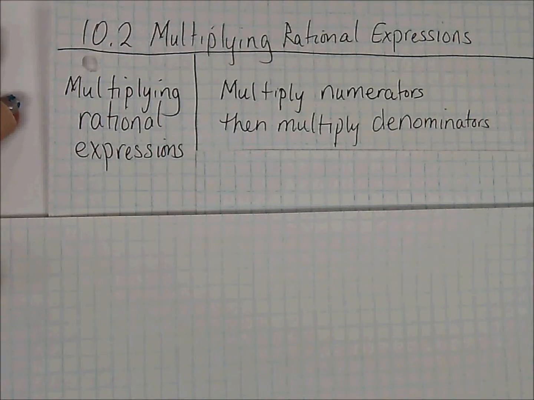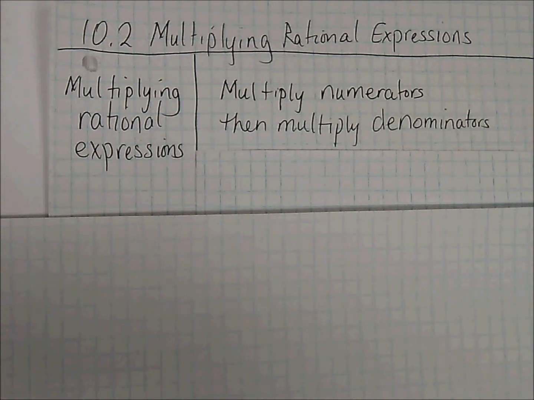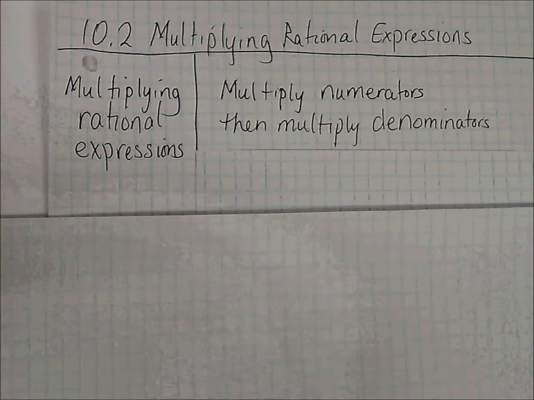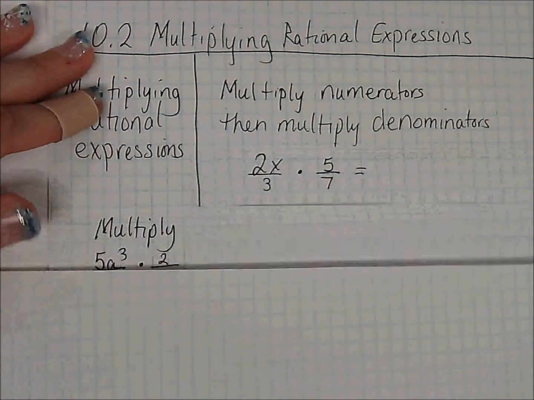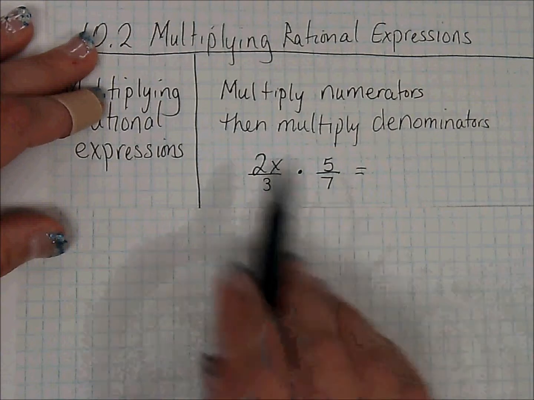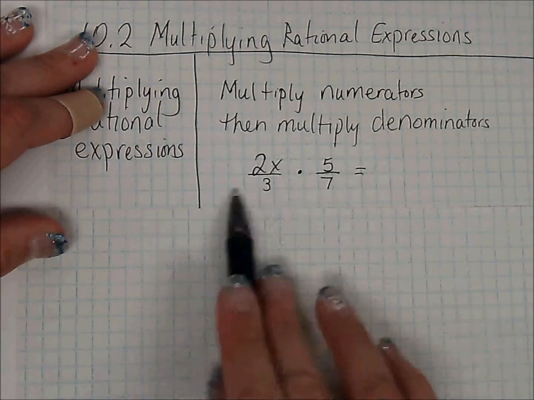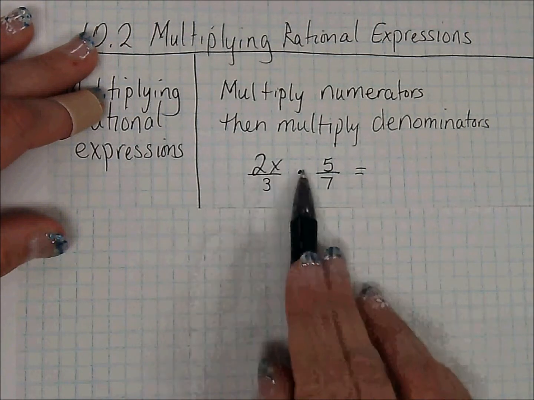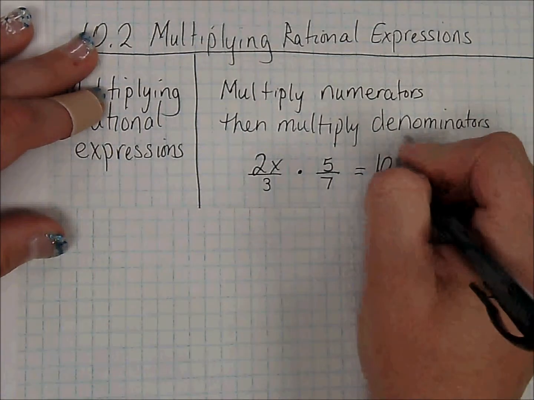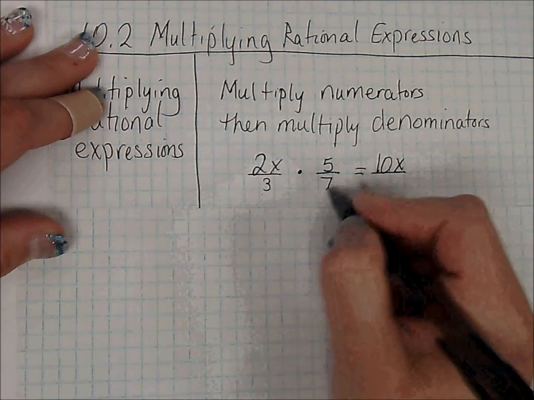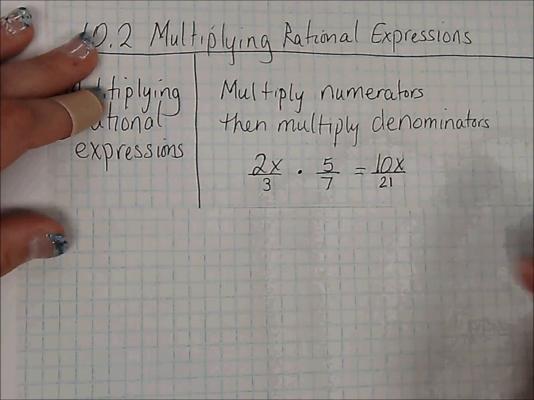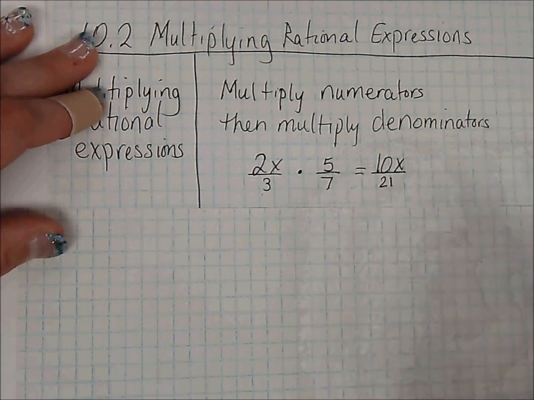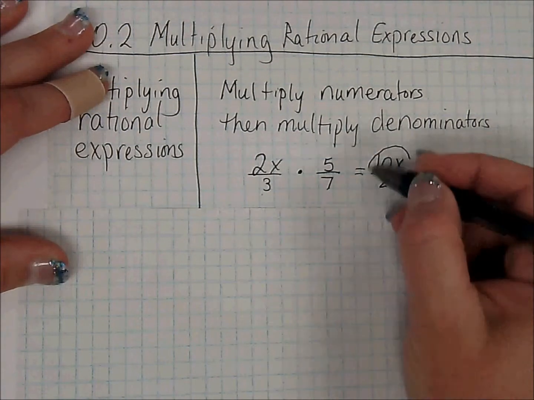Right, we're going to be doing 10.2, multiplying rational expressions. When you multiply rational expressions, you multiply the numerators, then you multiply the denominators. So let's look at a couple of examples. Let's start with this one right here. We would multiply the numerators across the top, then the denominators. So 2x times 5 would be 10x, and 3 times 7 would be 21. I can't factor anything out of those two, so that would be my answer, and I would circle it so that we knew what it was.